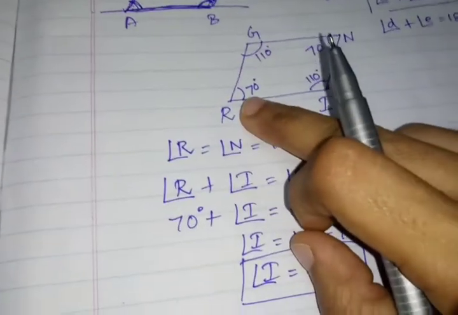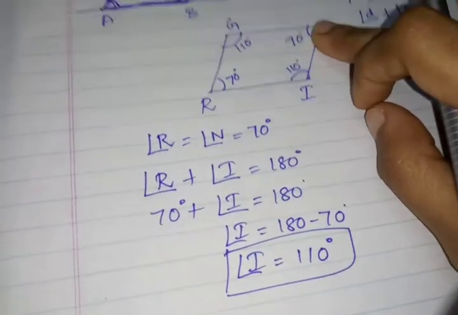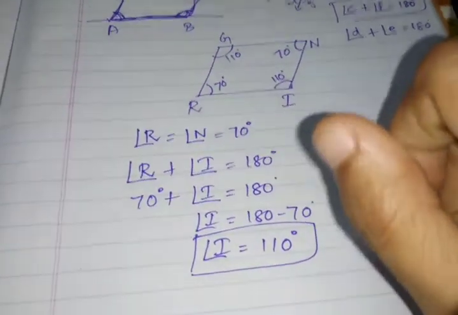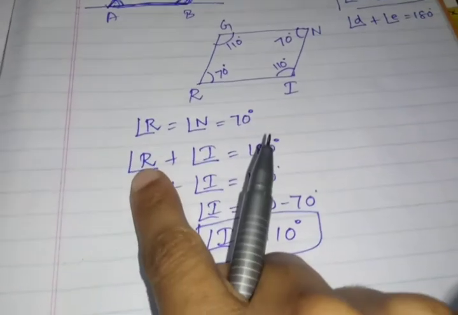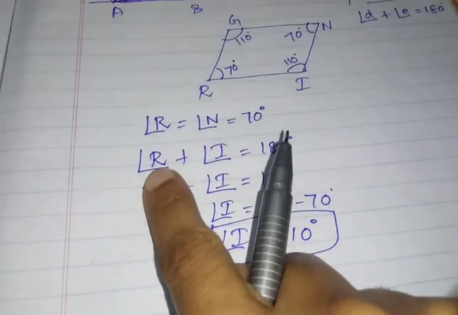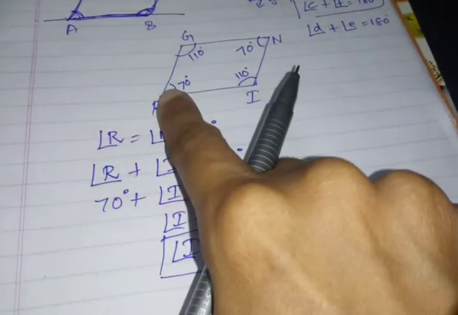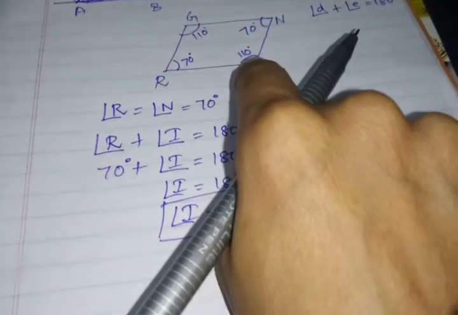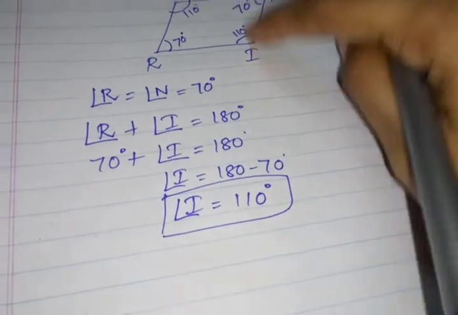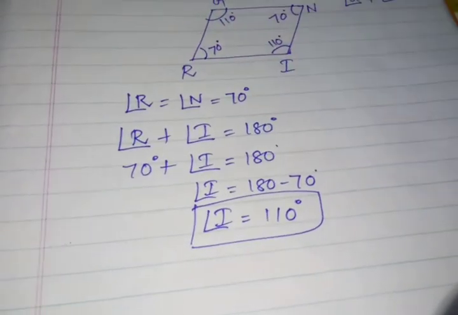Listen. R we know, so I found the value of N because opposite angles of a parallelogram are equal. Then I found the value of I by using the fact that adjacent angles in a parallelogram are supplementary. This angle and this angle are adjacent angles. If I add these two angles, it is equal to 180, so by that I found the value of I. If this is 110 and this is also 110, understood? So I have found the other values also.